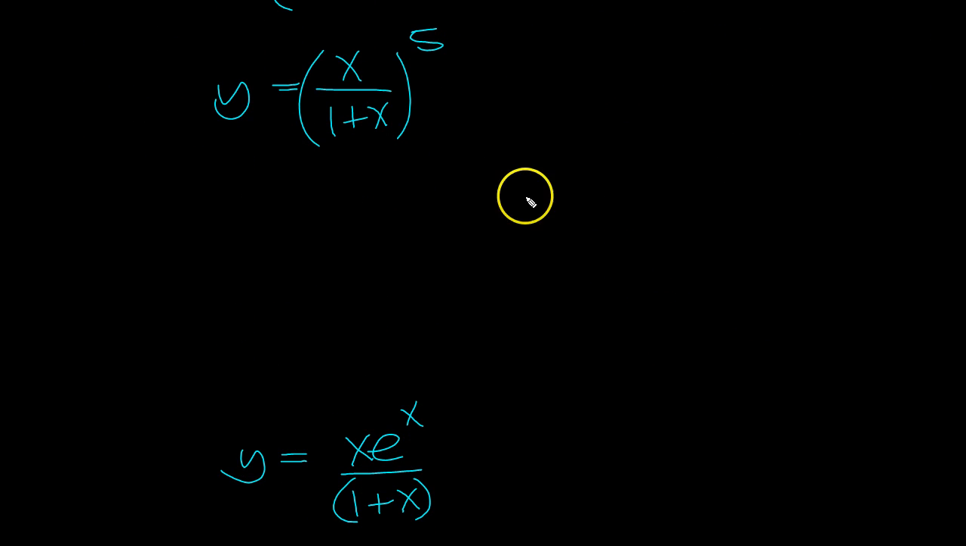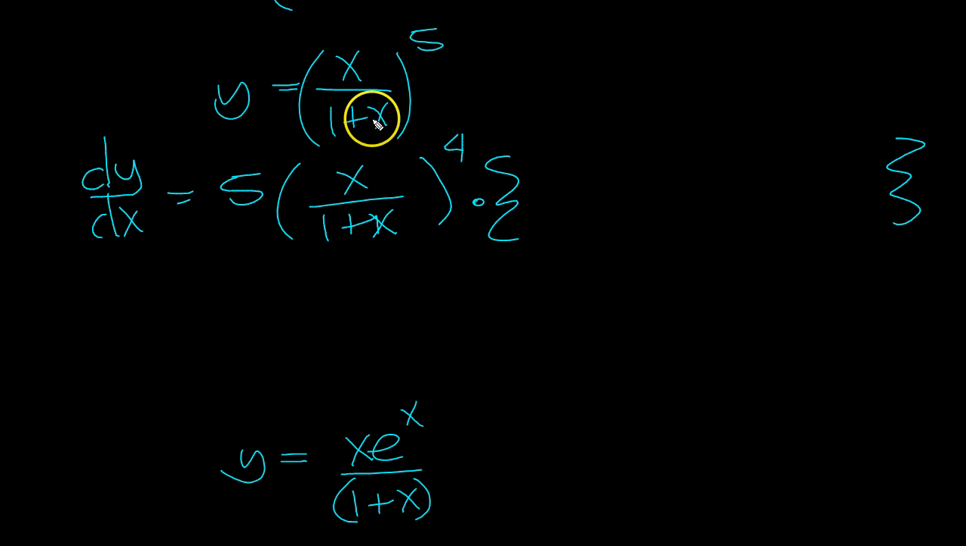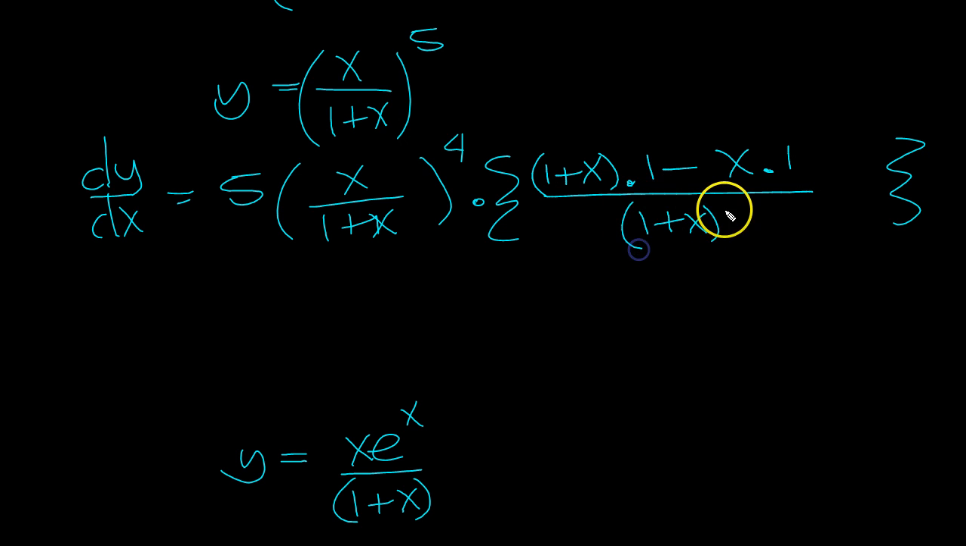So let's move on. Something to the 5, u to the 5, yeah? So dy/dx is 5u to the 4 multiplied by the something differentiated, isn't it? Now the something is a quotient: v, which is 1 plus x, times du, which is 1, minus u, times dv, which is 1, over v squared, 1 plus x squared. There we are. So again, I'm tempted to tidy this up.